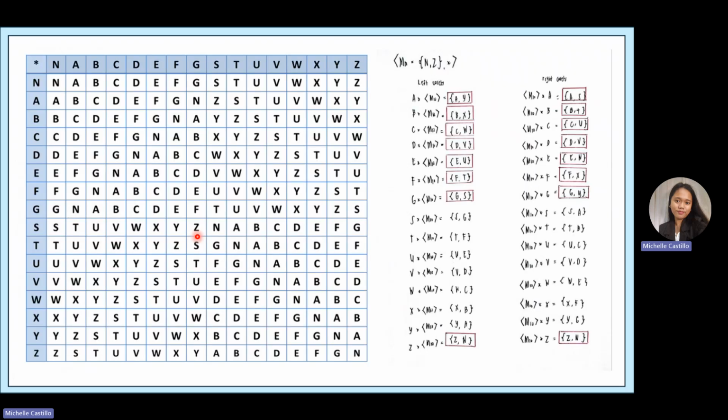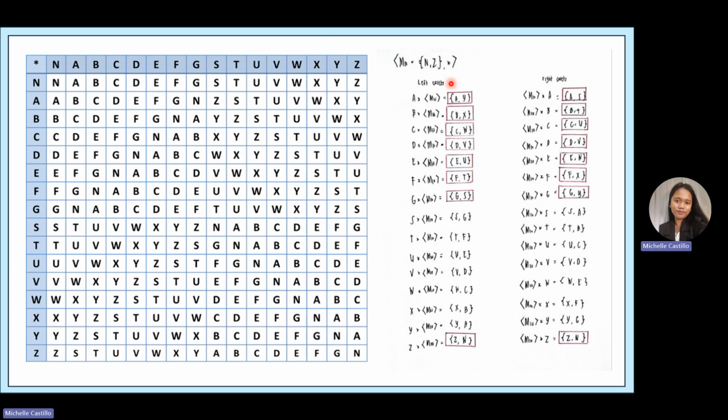Then for the next one, we have M sub 10 is equal to the set of N and Z under the binary operation star. So for the left cosets, again, we will operate the elements of the group to the subgroup, while on the right cosets, we will operate the subgroup to the elements of the group. So here we have A star N is equal to A, then A star Z is equal to Y. Therefore, A star M sub 10 is equal to A and Y.